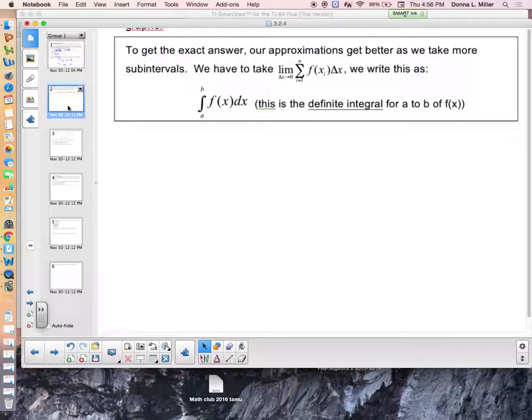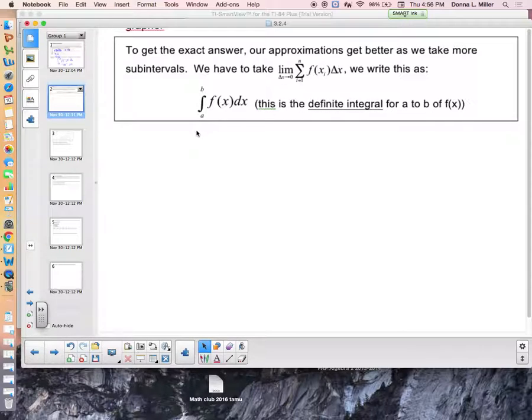So to get the exact answer, our approximations get better as we take more subintervals. That limit there, I wrote it as delta x goes to 0. That's your Riemann sum. It's the integral. It's what we call an antiderivative, or an integral means the same thing. It's the integral from a to b of f of x dx. This is what we call a definite integral.